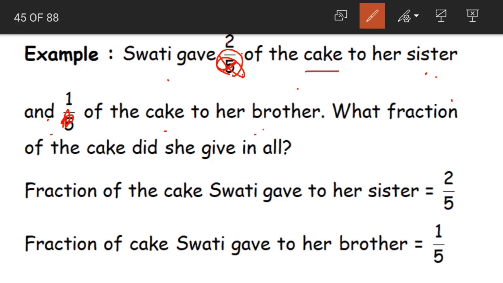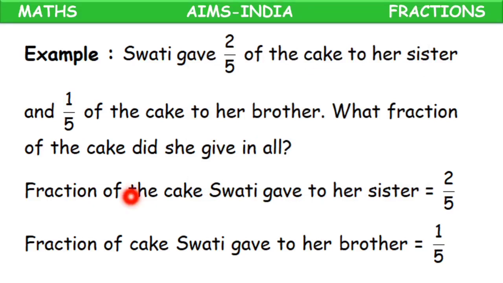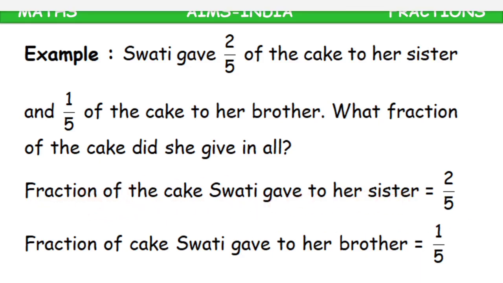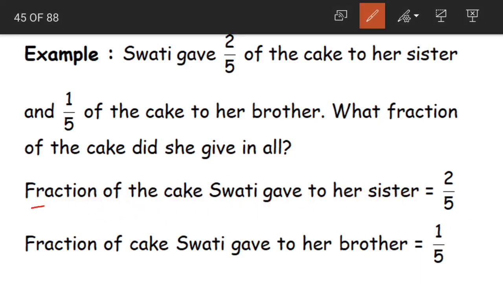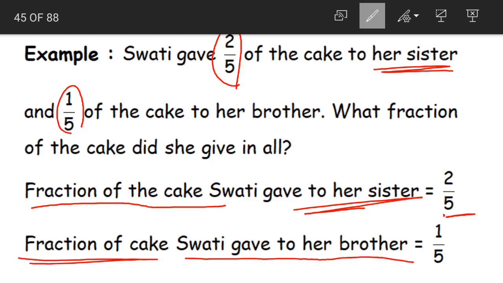When we are talking about in all, together, we will add the given numbers. Yes, we will add the given portions of the cake that Swati has given. In a word problem, the important point is that we have to write the information given in the form of steps. The first step would be: fraction of the cake Swati gave to her sister is equal to 2 by 5, and fraction of the cake Swati gave to her brother is equal to 1 by 5.